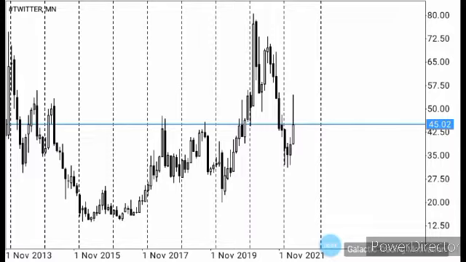So today we're going to be looking at the Twitter chart, right? We're going to be looking at the technical analysis for Twitter. So let's get straight into it.